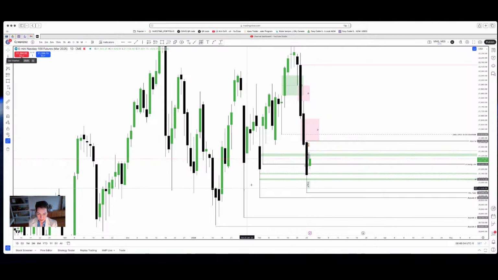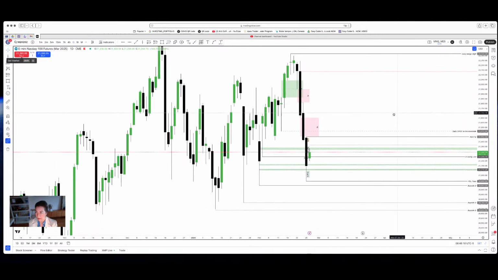And then I'm looking down here and to the left to see what price might be looking for if price decides to continue dropping, which we don't know. Price could drop or it could move up, we just don't know.